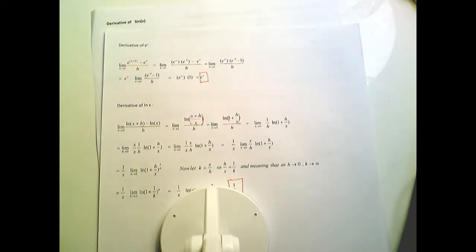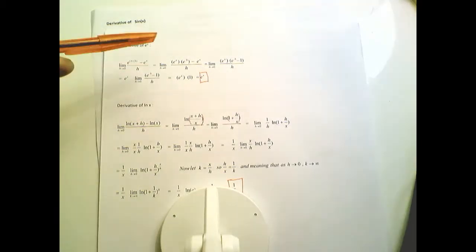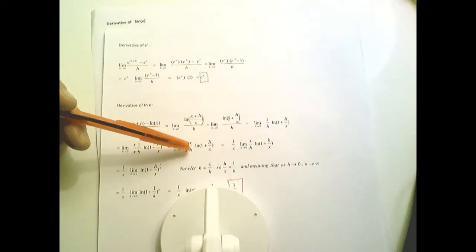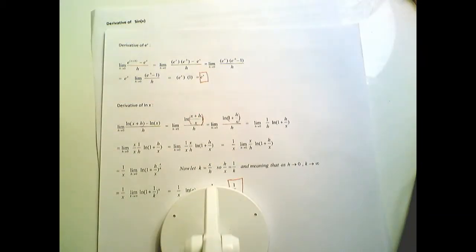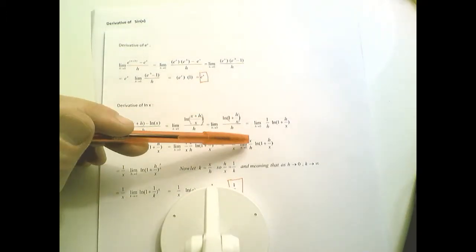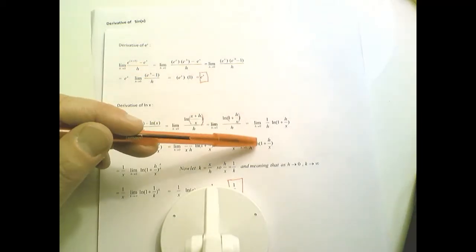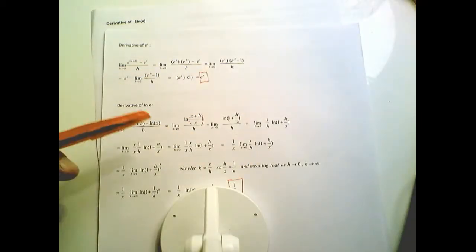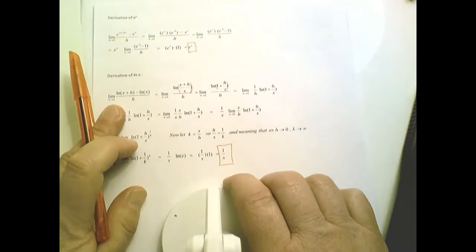Let's keep working along. And now watch what's happened next. I've just decided to bring the x over h back into the limit statement. I'm allowed to do that. There's no problem there. So I have the constant 1 over x times the limit as h approaches 0 of x over h times the ln of 1 plus h over x.